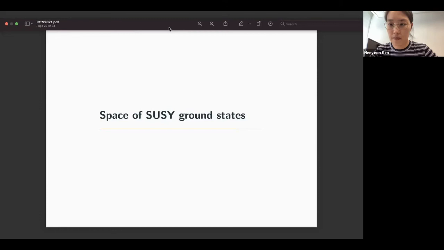Cool, thanks. So I will move on to the discussion of the space of supersymmetric ground states. For the class of 3D N=4 theories that we have been discussing, it is possible to go beyond the twisted indices and explicitly construct the Hilbert space, the space of supersymmetric ground states, as a graded vector space whose dimension computes the twisted indices.